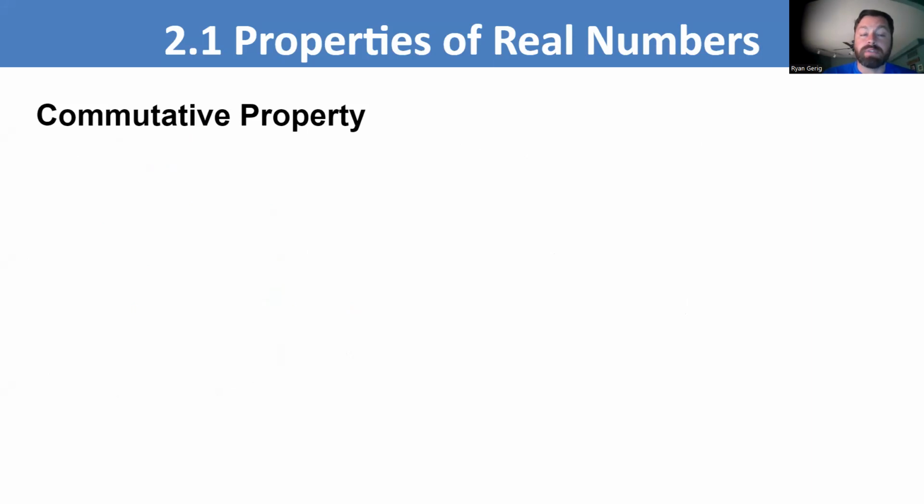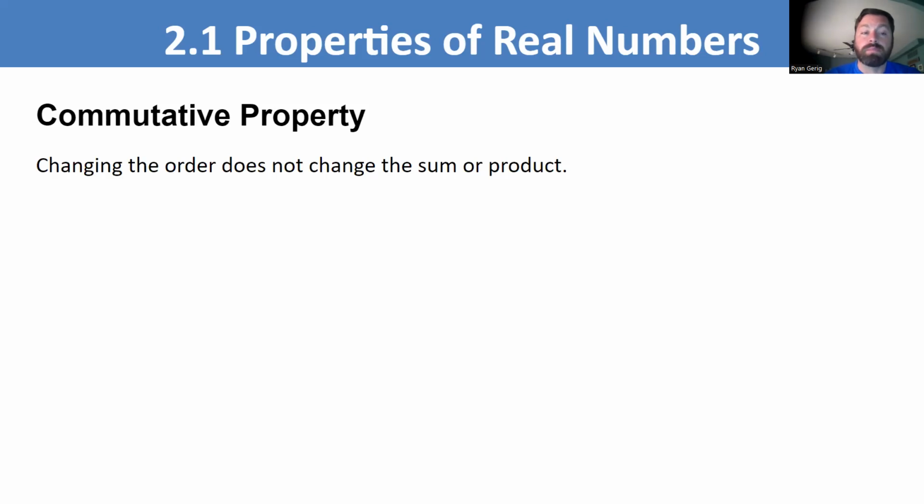Commutative, a lot of people think of the word commute, and commute is going from one place to another. Kind of works the same way with numbers, okay? Changing the order or moving the numbers. The orders are commuting or moving. Changing the order does not change the sum or the product. Sum is addition, product is multiplication.